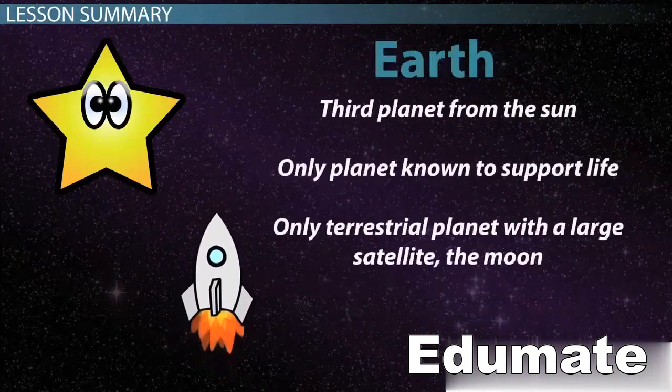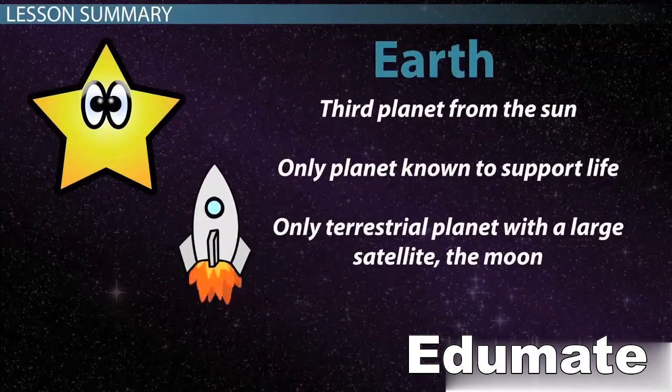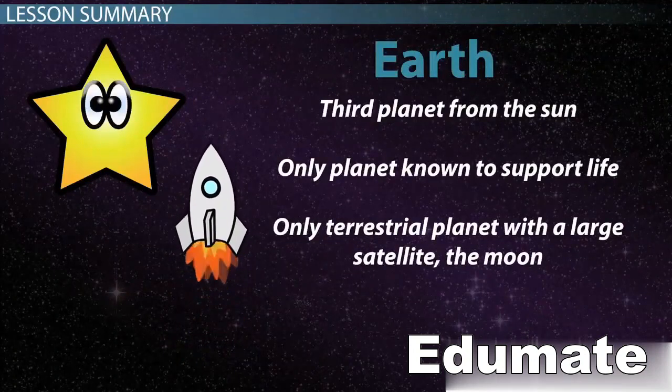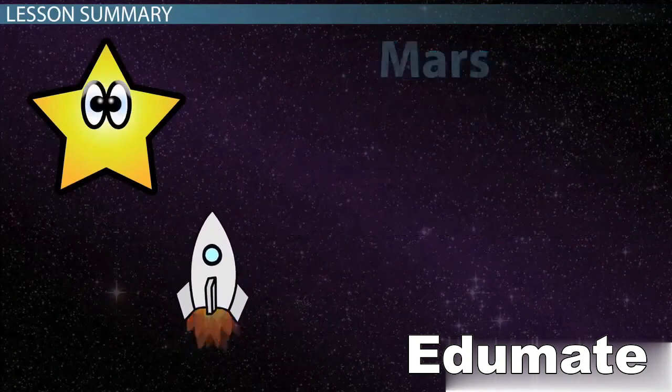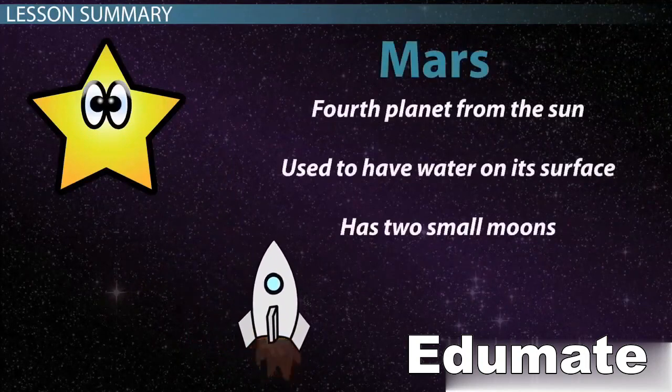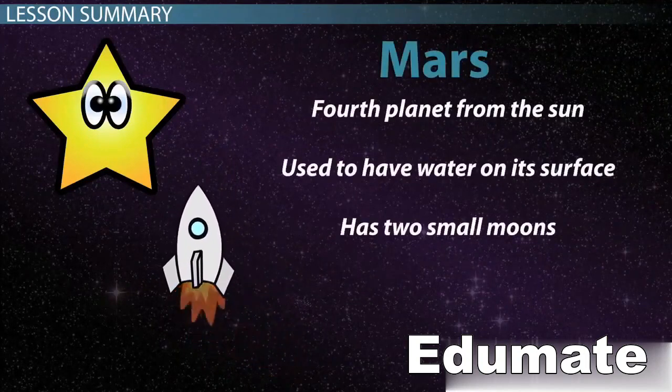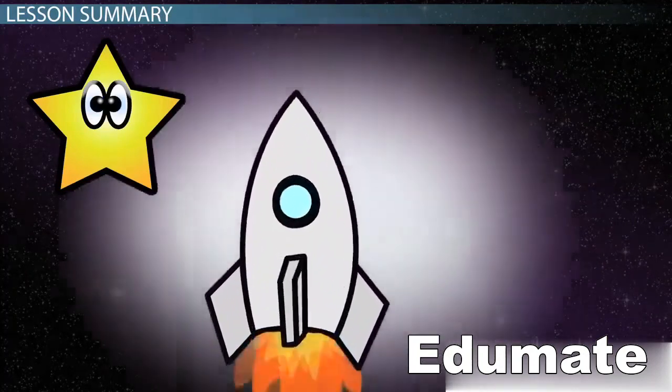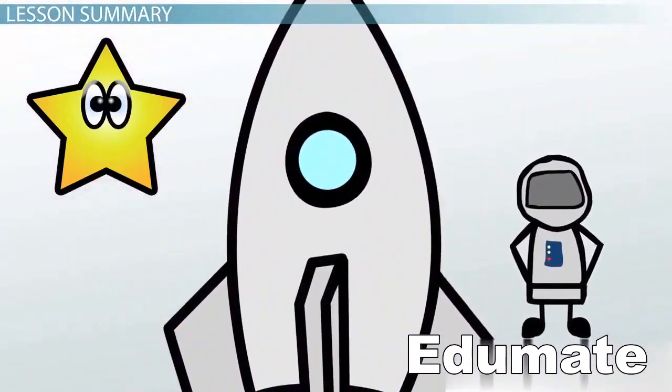Earth, third planet from the Sun, only planet known to support life. Only terrestrial planet with a large satellite, the Moon. Mars, fourth planet from the Sun, used to have water on its surface, has two small moons. Well, here you are, back safely to your home planet. Hope you enjoyed the trip.